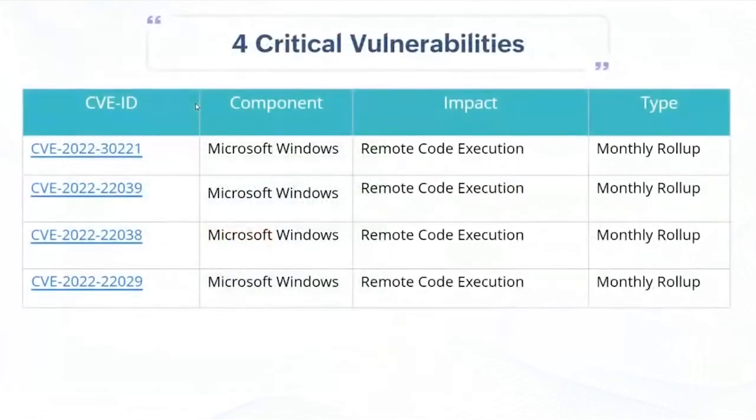Now let's discuss the 4 critical vulnerabilities that have been patched this month. All 4 of these critical vulnerabilities are found in Microsoft Windows, and they can cause remote code execution if left unpatched. The vulnerabilities have been pushed to the users as monthly rollups. All of this information is also available in ManageEngine's Patch Tuesday blog as well as forum posts.